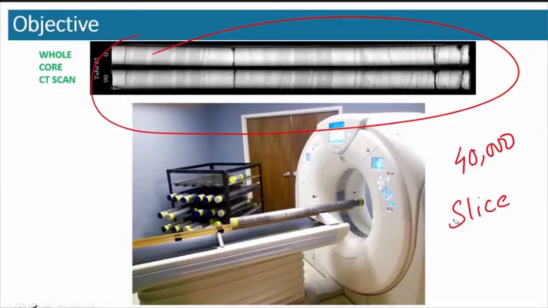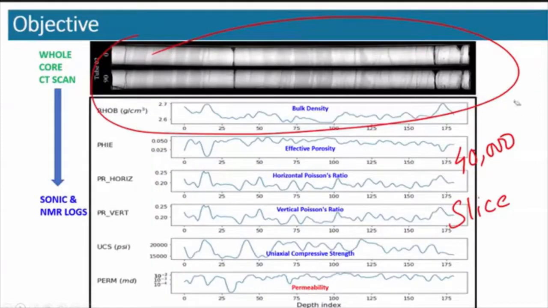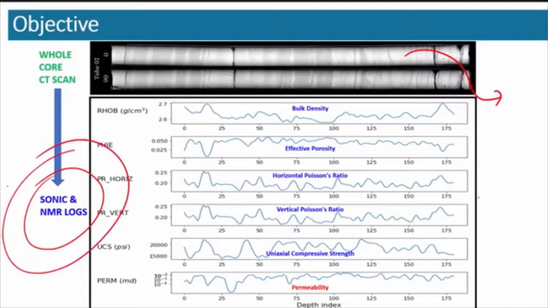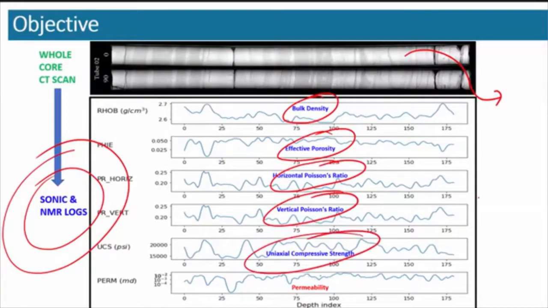And the goal is to use this CT scan, which is nothing but a collection of pixels, dark pixels, white pixels, intermediate gray level pixels. Using all that information, we want to generate subsurface logs. Our focus is geomechanical logs: bulk density, effective porosity, horizontal Poisson's ratio, vertical Poisson's ratio, uniaxial compressive strength. We tried to generate permeability, but it didn't work.